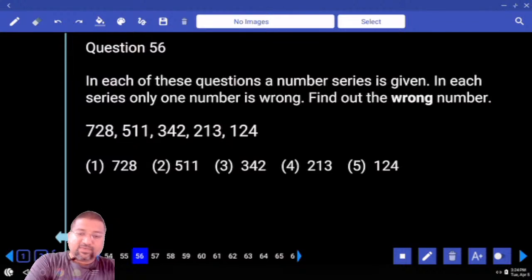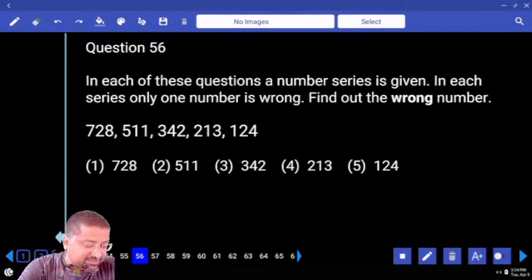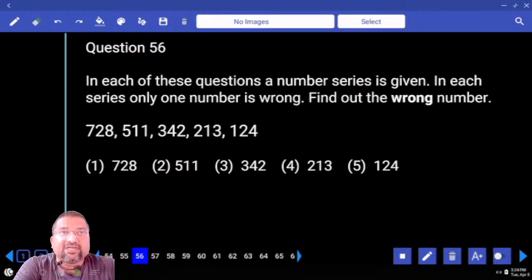Look at these numbers. Many times I told you, whenever you see a question that is based on number series, as soon as you see the number, you should be in a position to identify the number. Did I tell you or not? I told you many a number of times.